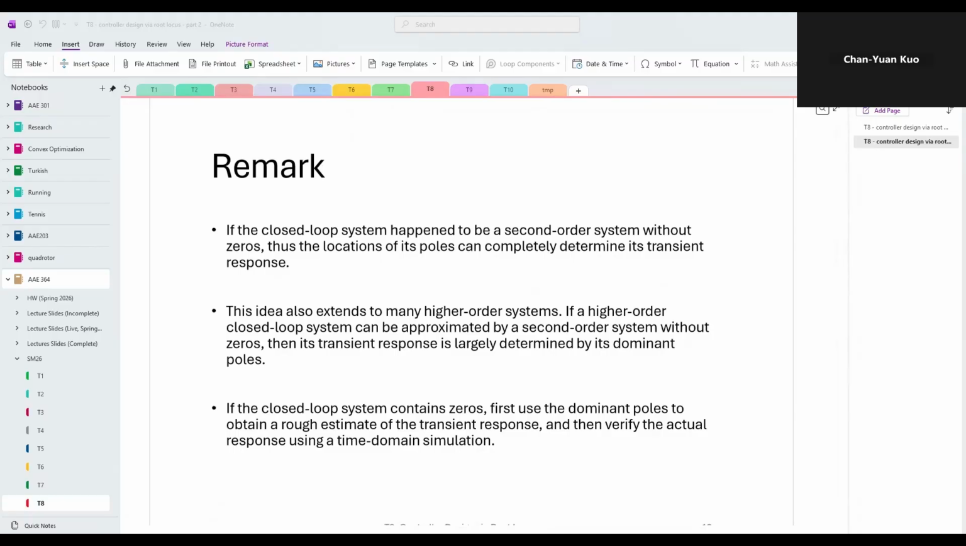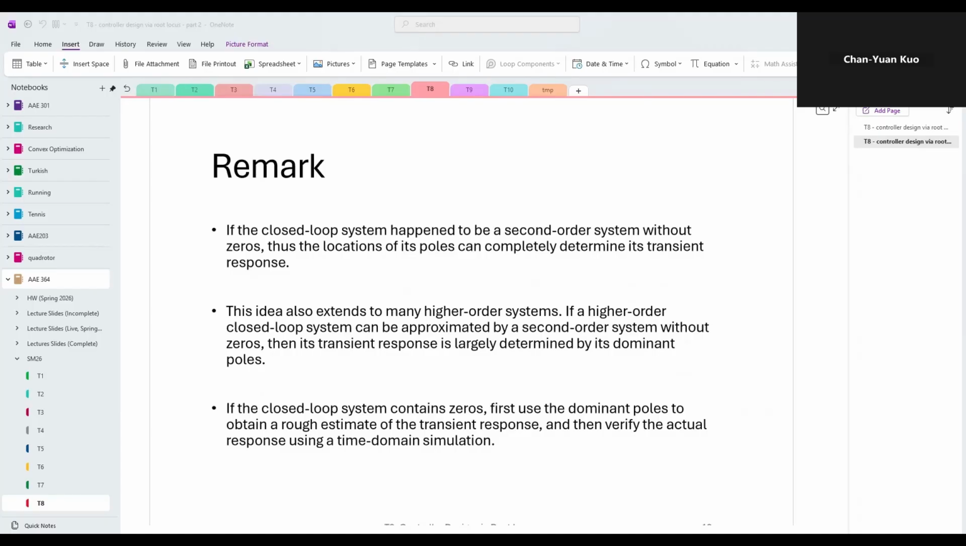And now, before we move on to the next exercise, I want to point out a few things. If the closed loop system happened to be an underdamped second order system with no zeros, then its poles completely determine the transient response. This idea also extends to many higher order systems. If a higher order system can be approximated by a second order system with no zeros, then its transient response is largely determined by its dominant poles.